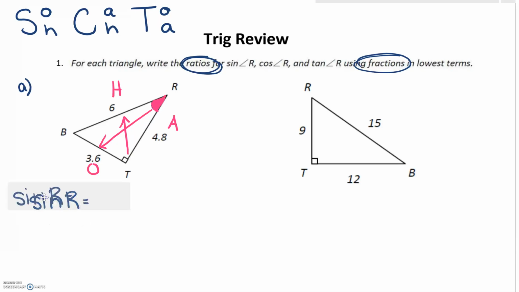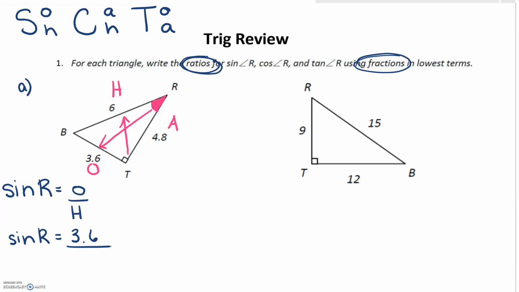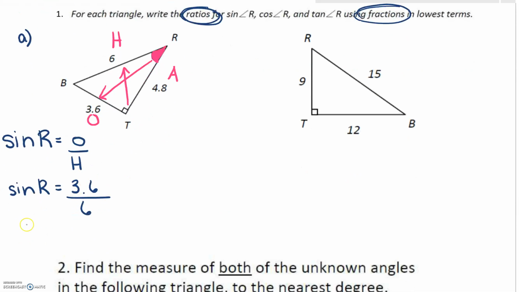What I want to see on your test is the ratio. So sine of R is the opposite over the hypotenuse. The opposite in this case is 3.6. The hypotenuse in this case is 6. And then we're going to reduce this. We have to leave it in fractions, and we're going to just leave it as sine of R.